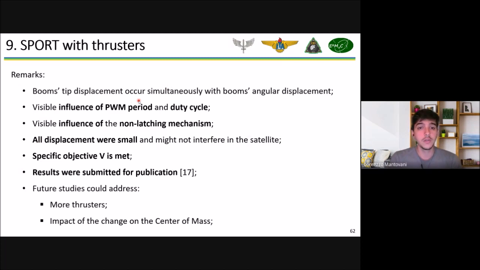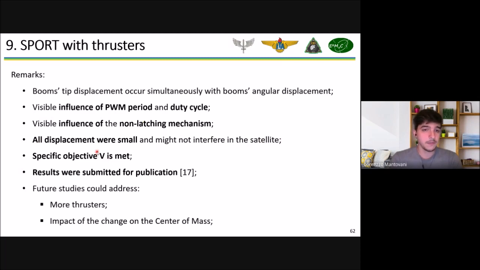We saw the influence of both PWM period and duty cycle on the boom's angular displacement and tip deformation. And we also saw the influence of the non-latching mechanism. Nevertheless, all the displacements were small, and in this case would not interfere with the satellite. But if you wanted to perform analysis for another system where we could be worried about some resonance effects, it's important to consider all these parameters: the PWM period, duty cycle, and the non-latching mechanism.